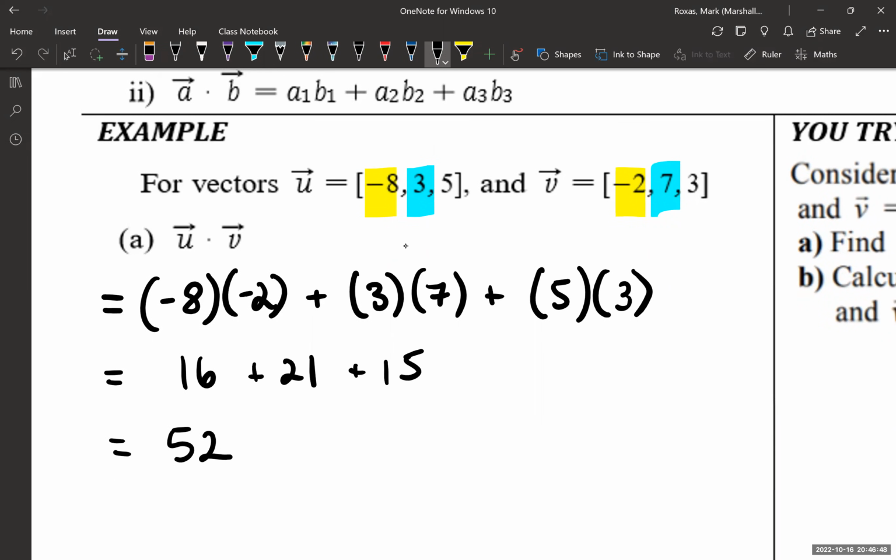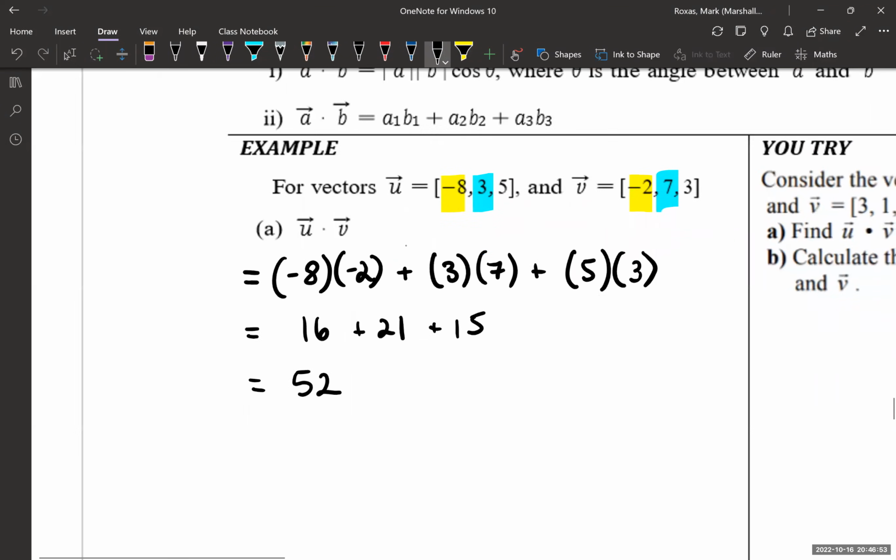Is that 36, 46? Yeah, 52. That works. Okay, so there's our dot product. Okay, let's look at another example.